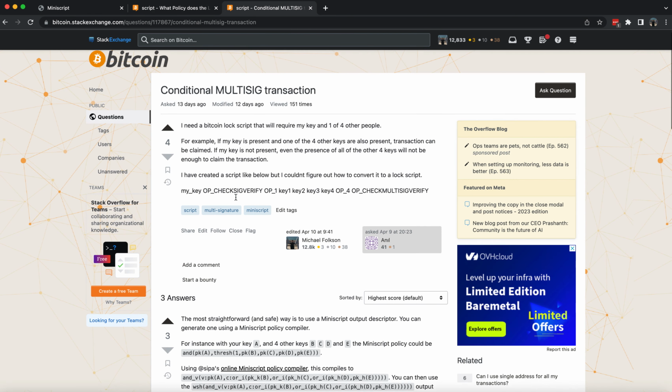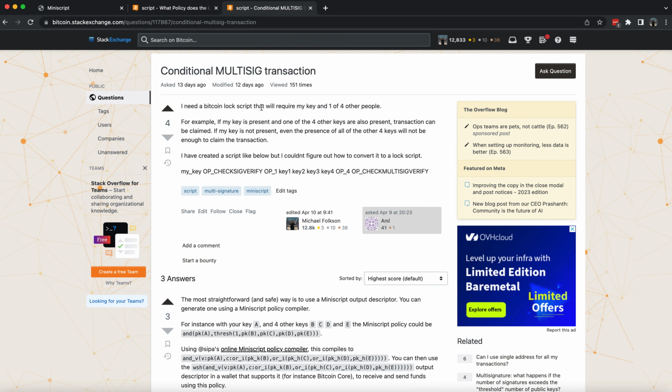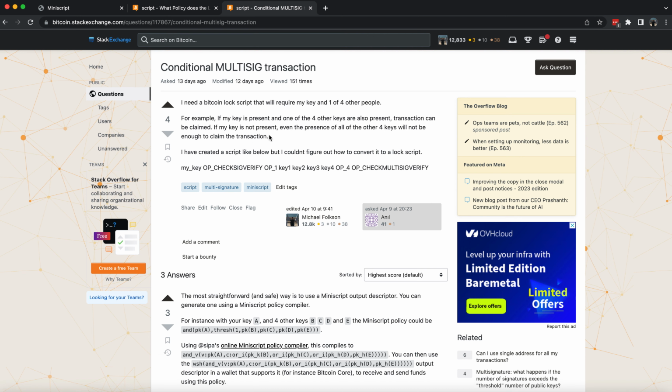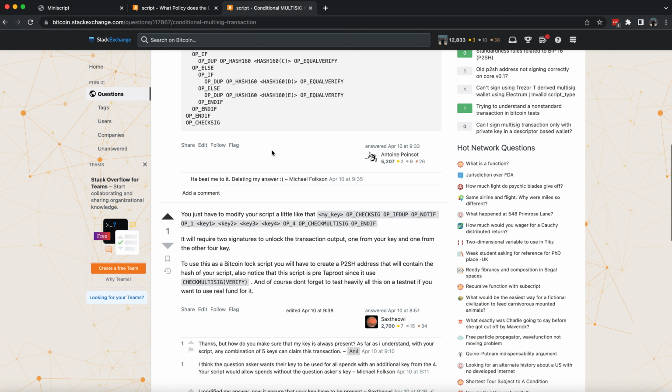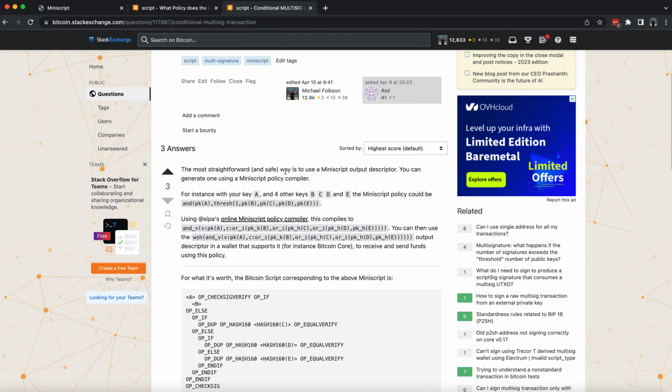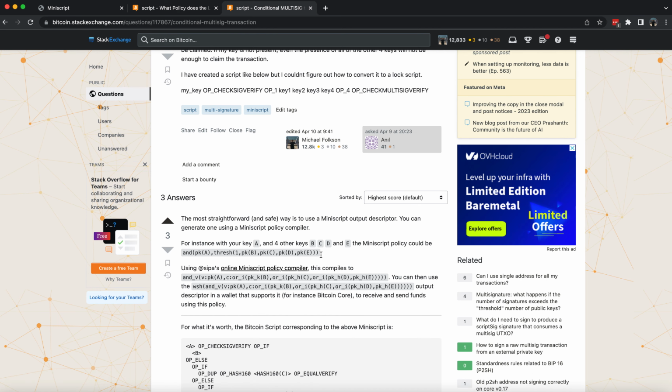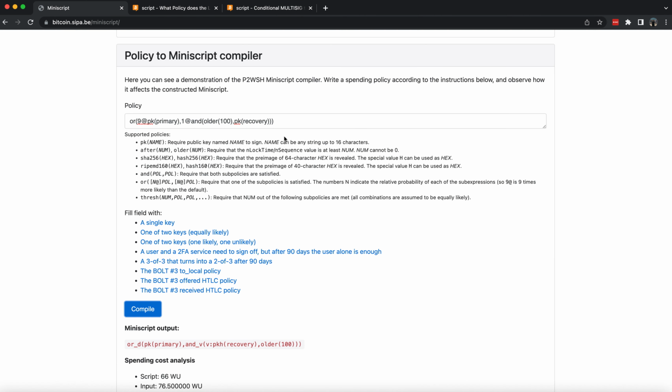There's another Stack Exchange question here where they said they want a script that requires my key, so requires a signature associated from my key, and then they also want one signature associated with 4 other people's public keys. So how would you do that? The easiest way to do that is to produce a policy that meets what they want. And the policy that meets what they want is this. So just copy and paste it in, and then I'll explain why it does what they requested.